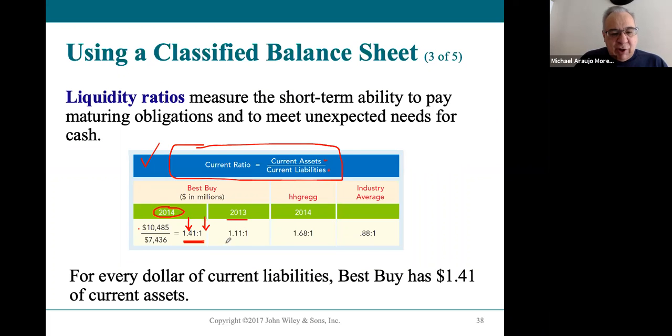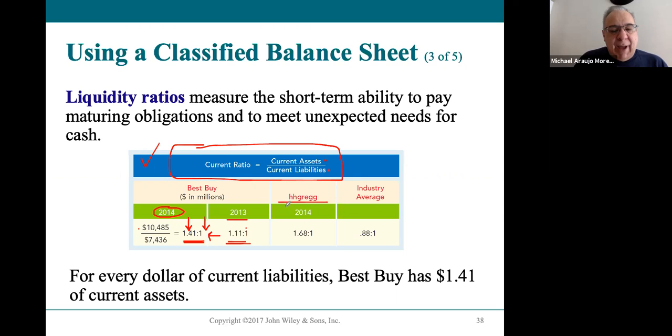Compared to last year, where their current ratio is only $1.11, $1.11 of current assets to every dollar in current liabilities, they've increased that. They're in a better position. They're in a more liquid position. They have access to more cash coming to pay their bills than they did previously.